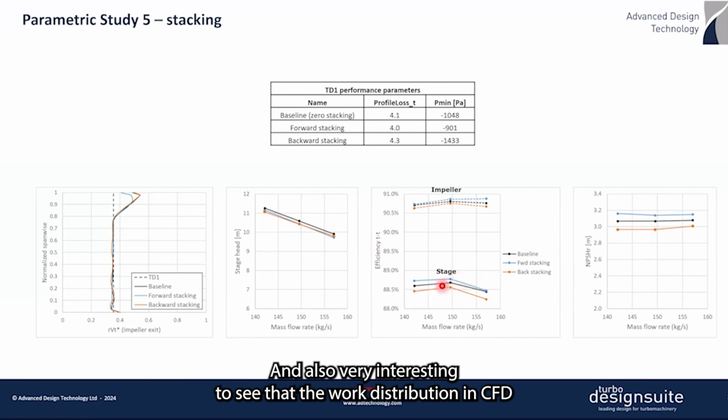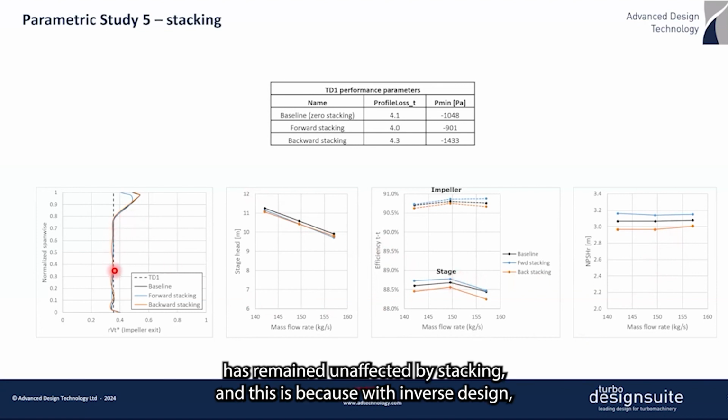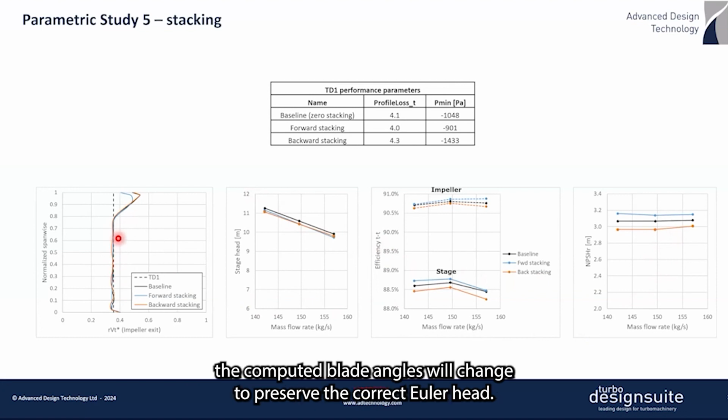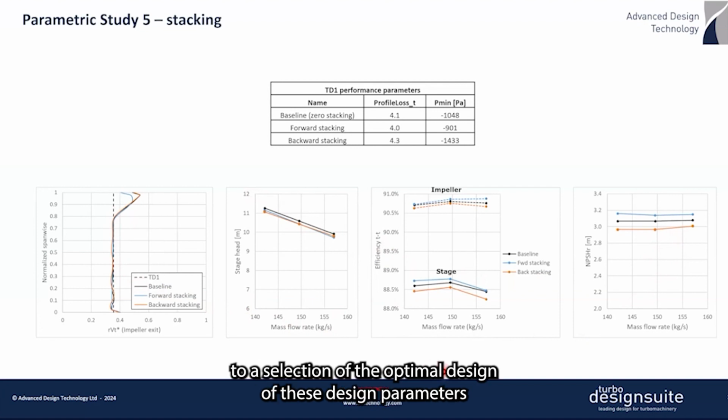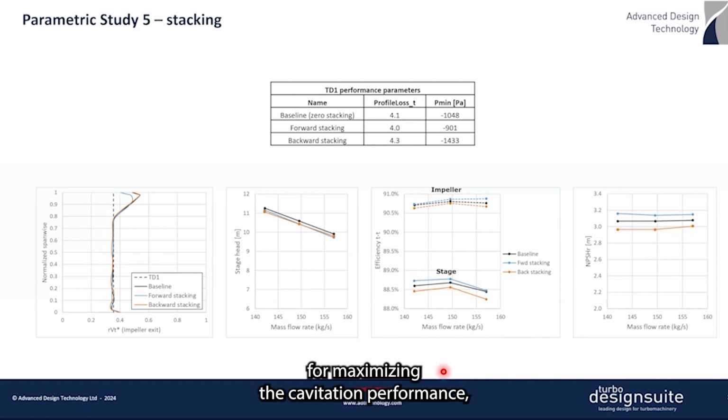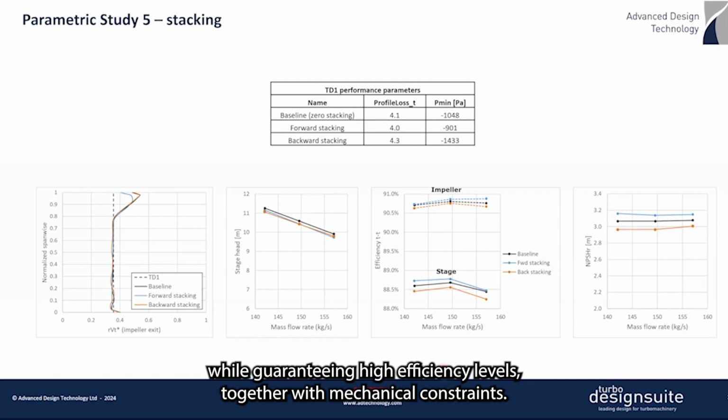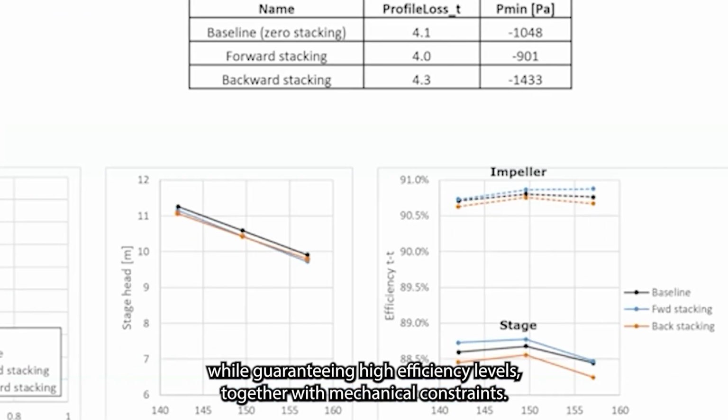And also very interesting to see that the work distribution in CFD has remained unaffected by stacking. And this is because with inverse design, the computed blade angles will change to preserve the correct Euler head. And now with the parametric study complete, we can proceed to a selection of the optimal design of these design parameters for maximizing peak cavitation performance while guaranteeing high efficiency levels together with mechanical constraints.